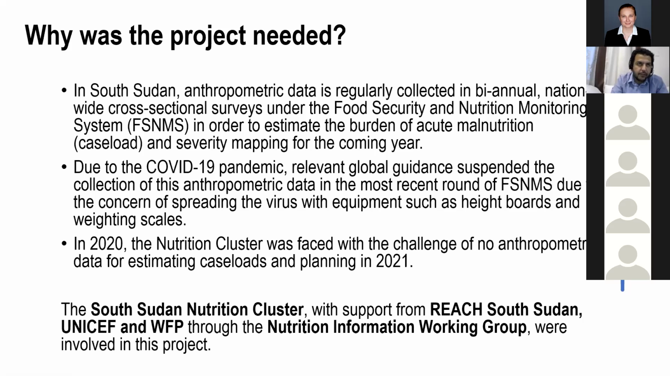So the question for the cluster was how to do our severity mapping, our HNO, and our PIN for nutrition. Usually we follow a formula where global acute malnutrition is multiplied by the population, and we apply incidence and correction factors to come up with our PIN calculation. Because of COVID-19, we were not able to collect anthropometric data, and there was no GAM. That was the main reason why we did this data modeling.